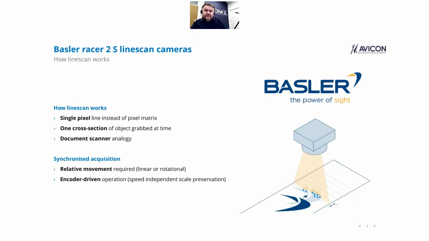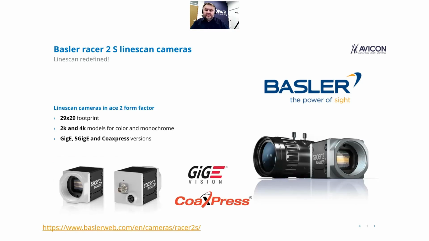And what is new about the portfolio? In this case, Basler has introduced the Racer Tool S line scan series, which I would say is a novelty, because this is the first time we have line scan cameras with such a small mechanical footprint. It is a 29 by 29 millimeter footprint of the camera itself.